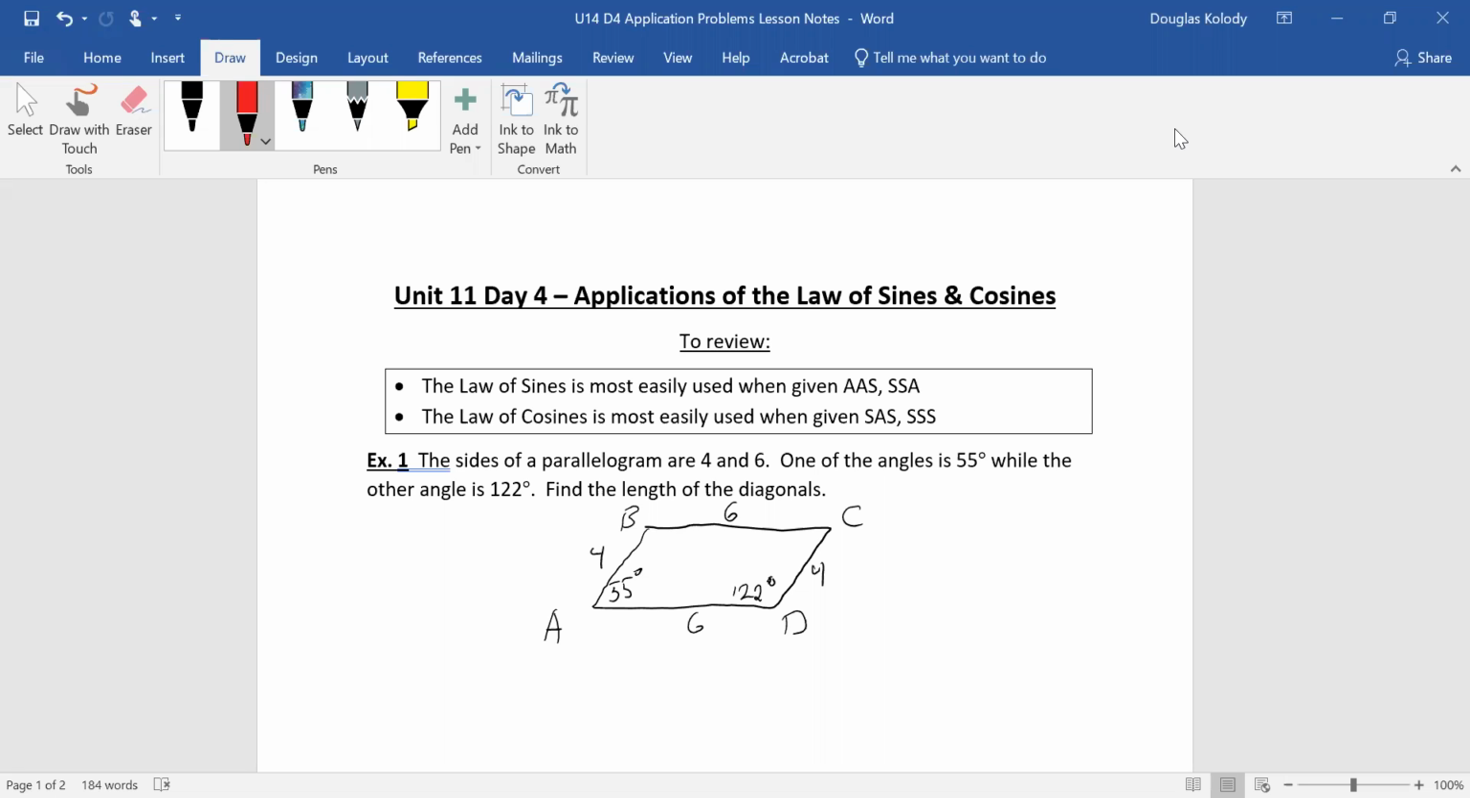What's up, everybody? Welcome to day 4, application problems of the law of sines and the law of cosines. So what I did was I put it in a nice easy box to review.